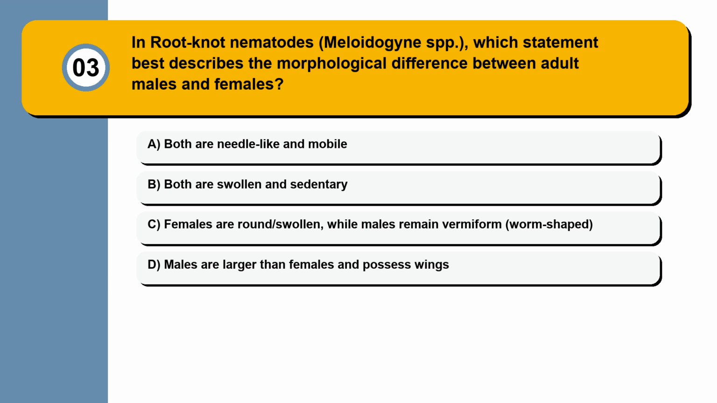Question 3. In root knot nematodes, Meloidogyne spp, which statement best describes the morphological difference between adult males and females? Both are needle-like and mobile. Both are swollen and sedentary. Females are round/swollen, while males remain vermiform, worm-shaped. Males are larger than females and possess wings.